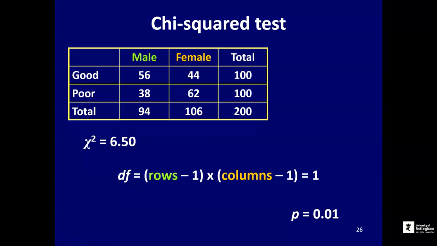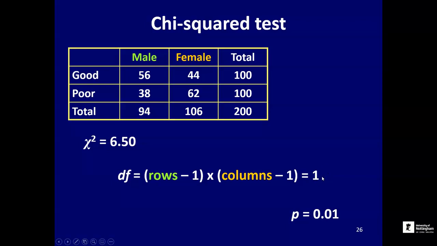Degrees of freedom gets slightly more complicated when you're doing a chi-square test with more than one factor, more than one variable. So in this case, it's the number of rows minus 1 times the number of columns minus 1 in your table. So in our case, we've got 2 rows, 2 columns. So the degrees of freedom is 2 minus 1 times 2 minus 1. So it's just 1 actually.